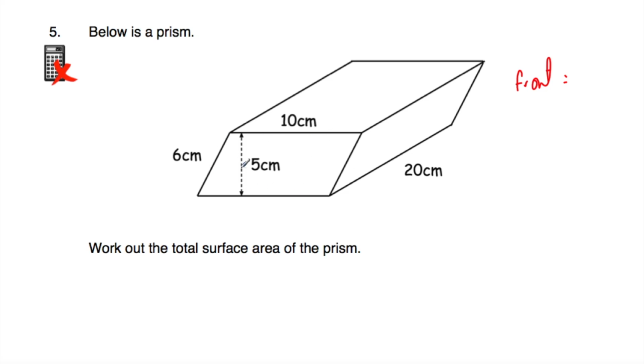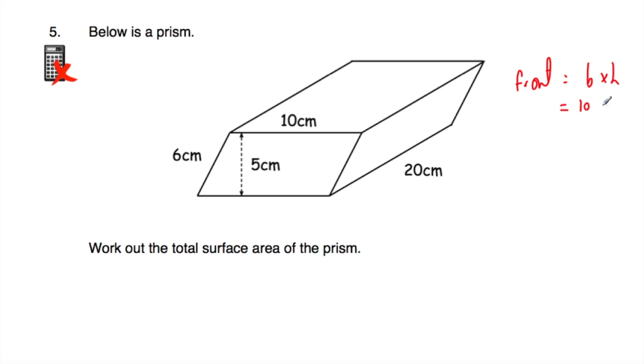So the front of this prism is a parallelogram, and to find the area for a parallelogram, you do the base times the height. And the base of the parallelogram will have a length of 10 centimeters because the length at the top of it is 10 centimeters. And the height is the distance between the two parallel sides, so that's 5 centimeters. Ignore the 6 at this stage, the 6 is the length of the diagonal. We'll need that to find the area of the left-hand face and the right-hand face, but in terms of the front, we're just going to do the base times the height.